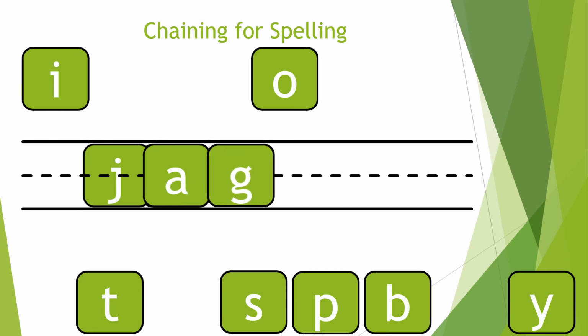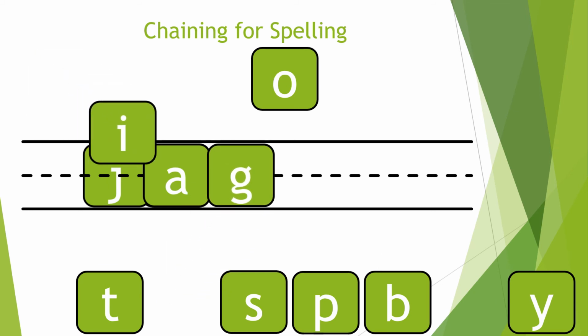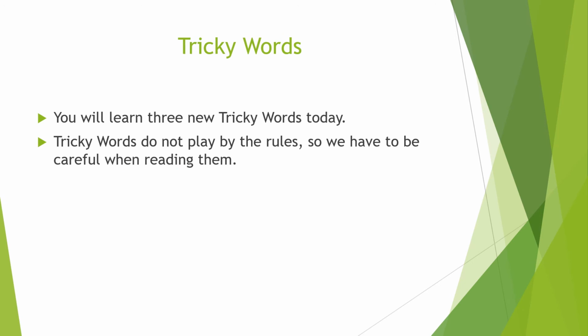G to the end of the word. Now let's change the middle letter, the vowel, to an I. What's our word now? Jig. Very good, friends. Let's move on to our tricky words.